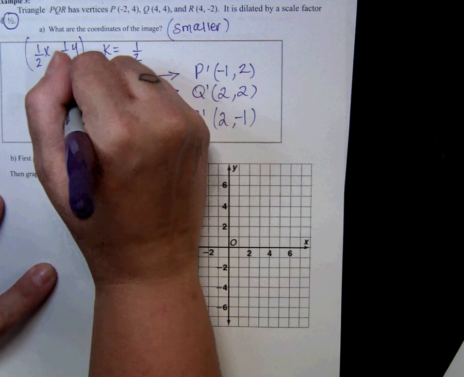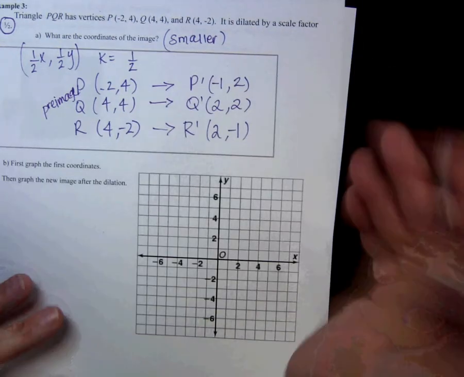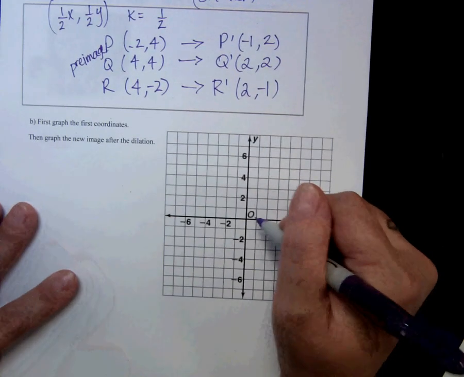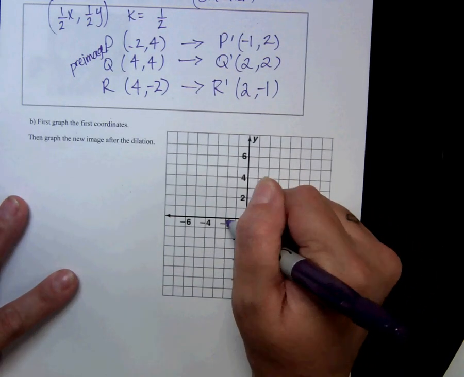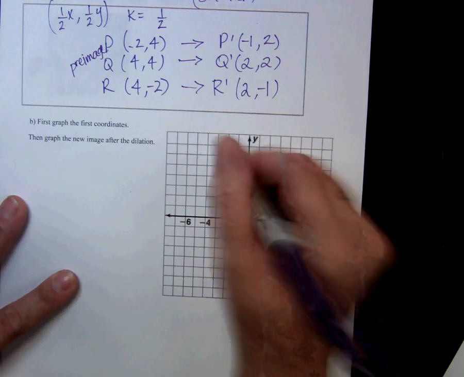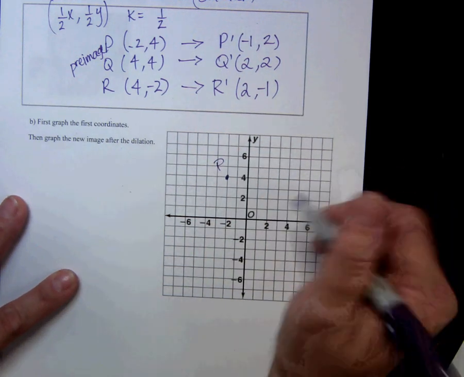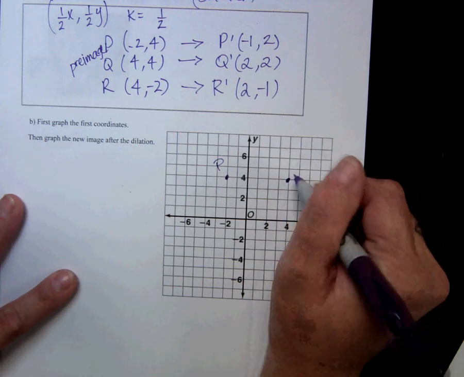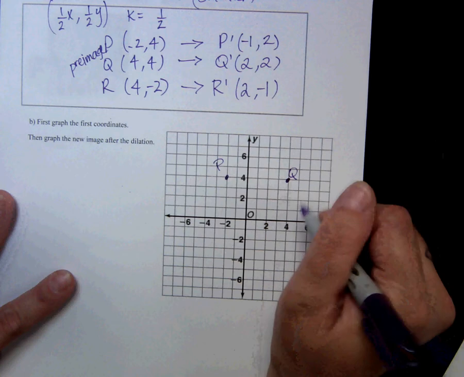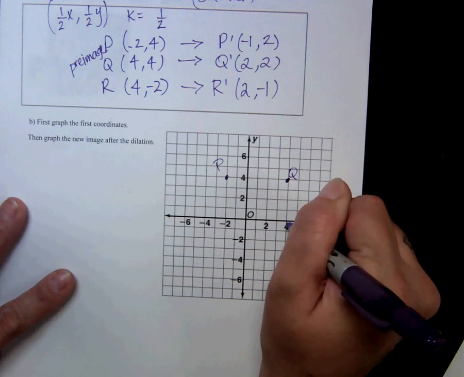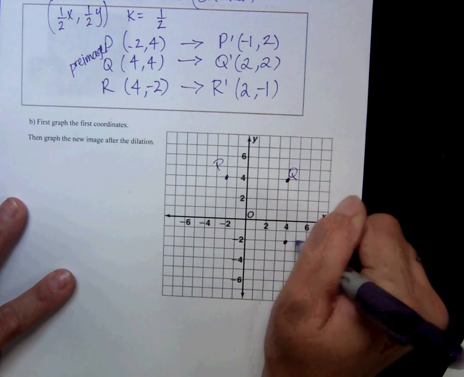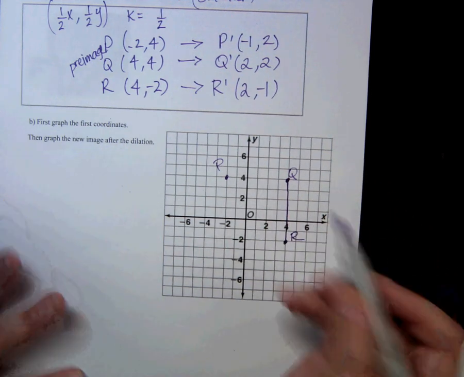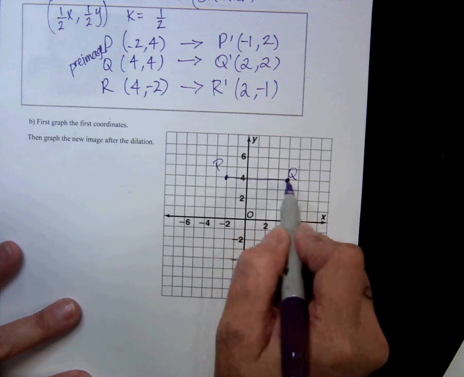We're graphing the pre-image. So if we go and graph the pre-image over here on what they gave us, we would need a negative 2, 4, and that is the P, and we need 4, 4, Q, and for our R, it is 4, negative 2, and that's our R. So when we go and connect these, this is our pre-image. This is the one we started out with.